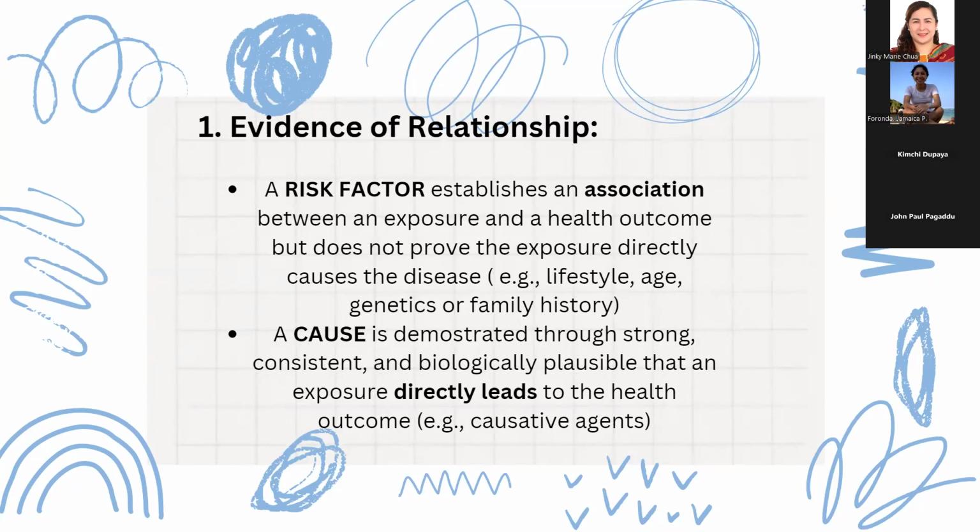Tapos, sa cause naman po, it is demonstrated through strong, consistent, and biologically plausible evidence that an exposure directly leads to the health outcome. Establishing causality typically involves consistency of findings, strength of association, temporality, where the exposure precedes the outcome, and the biological mechanism, which is example po ng causative agents such as bacteria. A bacteria named H. pylori is a leading cause of peptic ulcer, or exposure to ionizing agent like asbestos directly leading to mesothelioma. Next naman, sir.